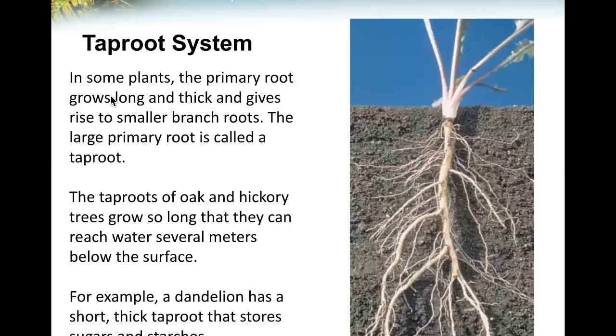In some plants, the primary root grows long and thick and gives rise to smaller branch roots. The larger primary root is called a taproot. The taproots of oak and hickory trees grow so long that they can reach water several meters below the surface. For example, a dandelion has a short, thick taproot that stores sugars and starches.